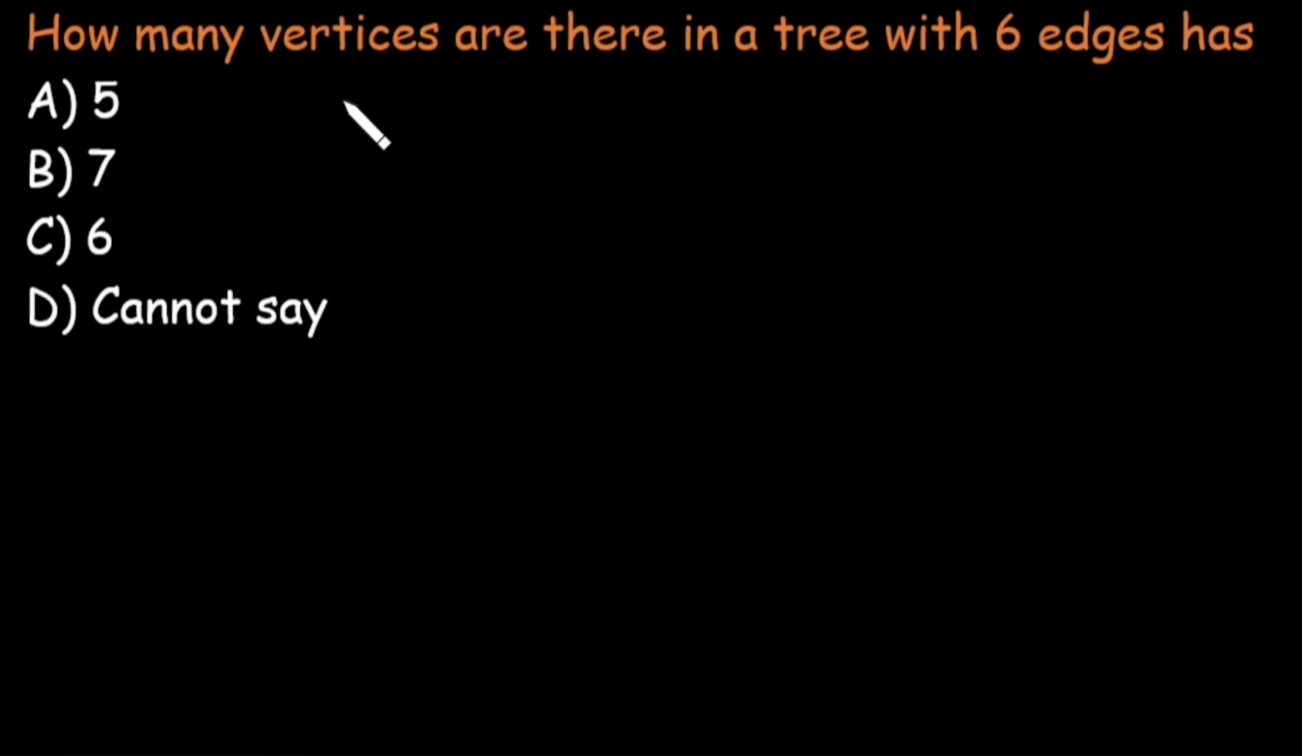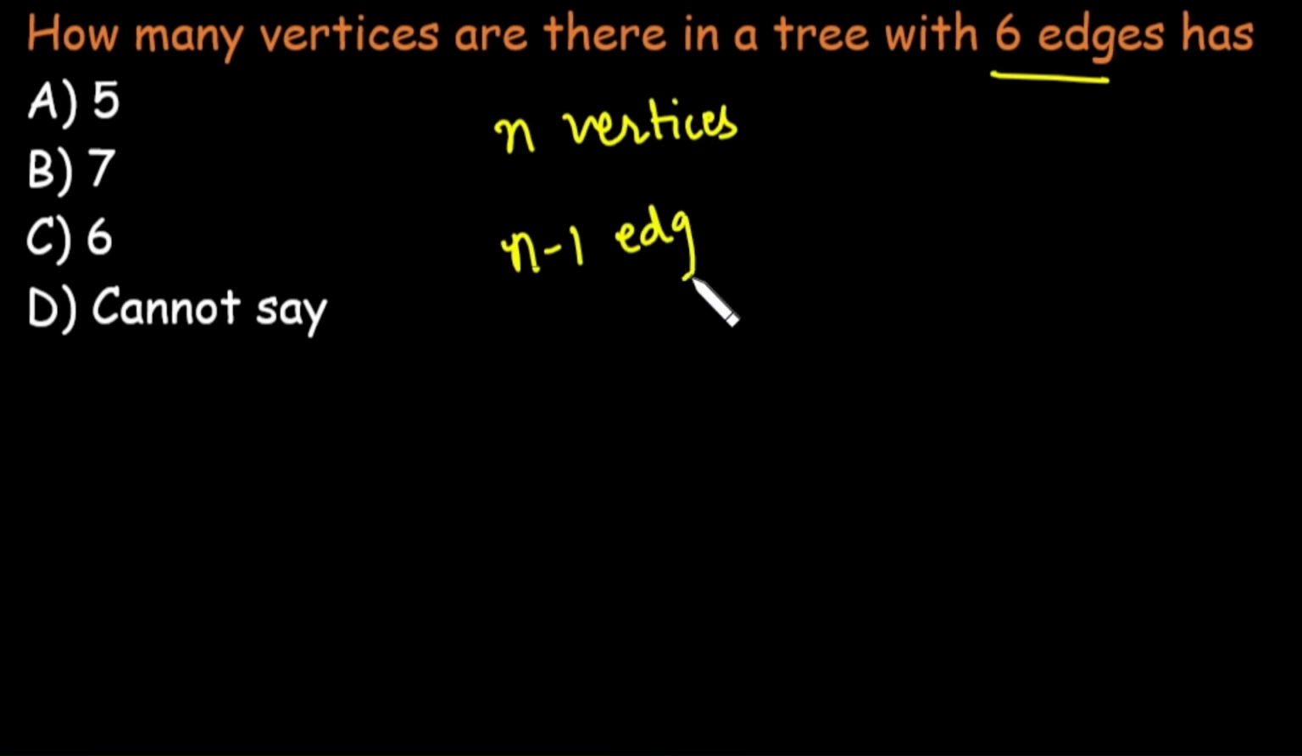Next, how many vertices are there in a tree with the 6 edges? So if we have n vertices, then total number of edges in the case of a tree is n minus 1. Now the edges count is given to us, that is 6. Now what is the value of n in this case? That is 7. So total vertices are 7.